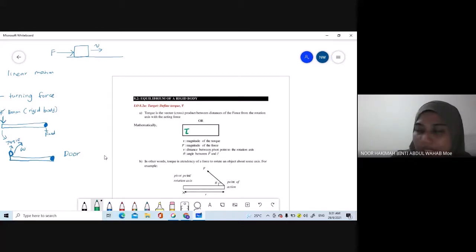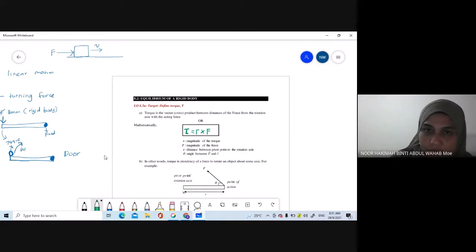Okay, so torque, tau. Kita panggil dia tau. Sebutan untuk simbol tu adalah tau, which is equals to R, not radius, R is the distance, cross, okay, ni bukan darab, ni cross, F. It is the cross product between R, which is the distance, and F. Okay, F is the force.